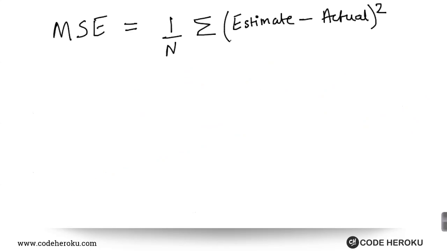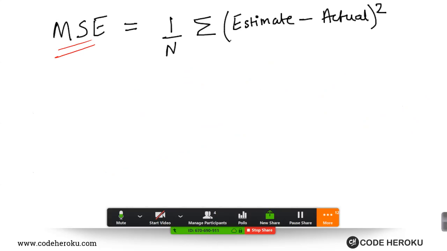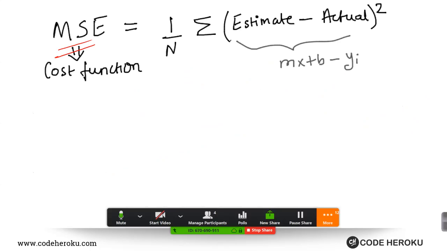And here's the derivation that we saw yesterday. We started off with the mean squared error, right? We said that mean squared error was estimate minus actual, the whole square. And this is also the cost function over here. This is mx plus b minus yi, because the estimates are predicted using the linear model, which is mx plus b, and the actual is the yi. This is the true y, and this is the predictions. So this is predicted, and this is the actual.